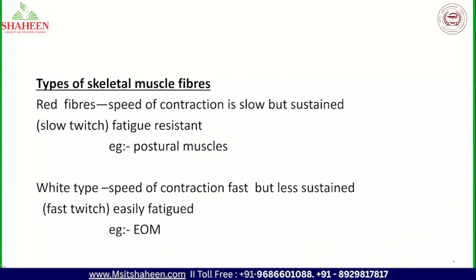Next is about the types of skeletal muscle fibers. We have two types of skeletal muscle fibers, red fibers and white fibers. In the red fibers, the contraction is very slow, but it is sustained for a longer time. That is fatigue resistant. That means the contraction of the muscle fibers is slow, but it is sustained for a longer time without any fatigability. For example, postural muscles can sustain their posture for a longer time without any fatigability.